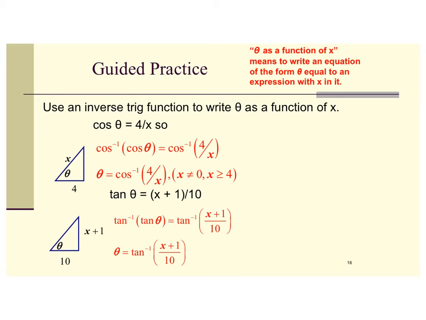All right. Use an inverse trig function to write theta as a function of x. All right, so what we do is we set this up, right? We know that I've got adjacent and I've got hypotenuse, so I know it's going to be cosine. So I know that the cosine of theta is, no, 4 over x, apologies. Adjacent over hypotenuse. All right.